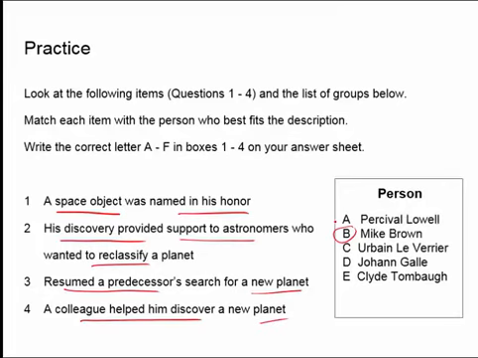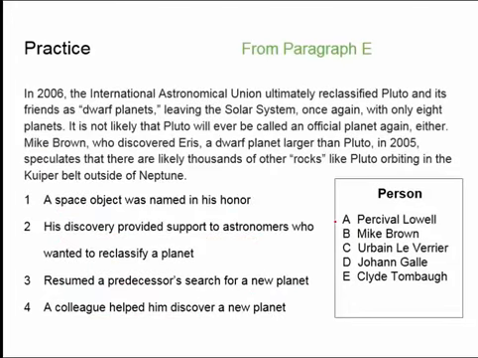Okay, these are the key words that I would underline, and now I'm going to go back and try to scan for an answer about Mike Brown. Okay, so if you're looking for Mike Brown, you go and quickly find him in paragraph E. There's his name. Now your goal will be to figure out which one, if any of these, relate to Mike Brown. Can you figure that out?